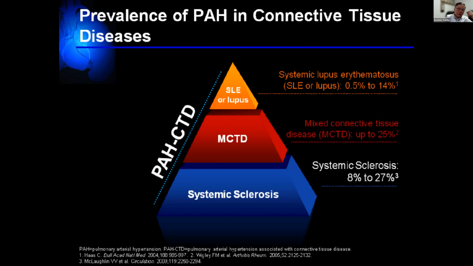Connective tissue disease is very important. It's been known that lupus can cause pulmonary hypertension, mixed connective tissue disease can cause pulmonary hypertension, systemic sclerosis, like scleroderma, can cause pulmonary hypertension. So with a lot of the connective tissue diseases, you have to think of pulmonary hypertension, because that is one of the complications of the connective tissue disorders.